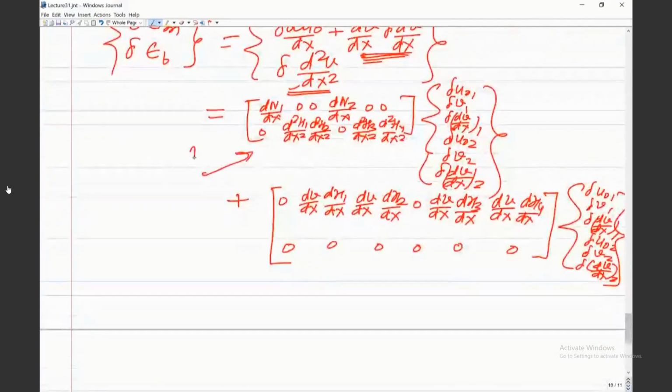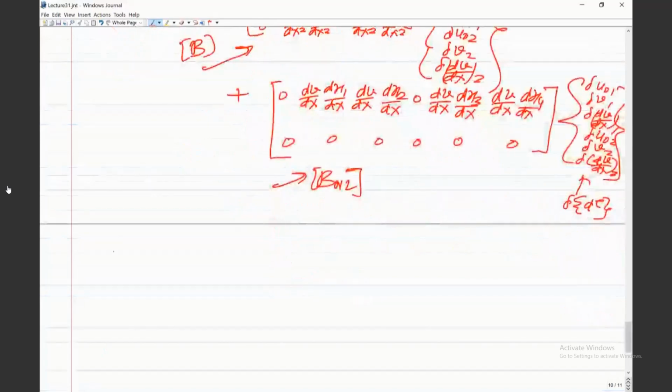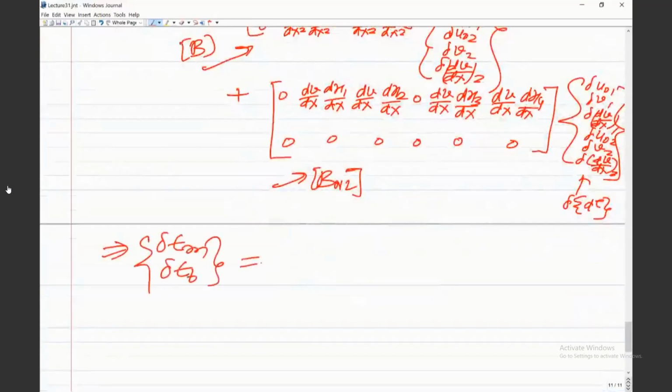So let me define this as basically B, and this as BNL, and this as delta of d e. So finally, as you see, this whole thing, delta epsilon M, delta epsilon B, can be written as basically B plus BNL into delta of d e. So this is what you can write. Then after writing this, you can write the element level governing equation for this problem.